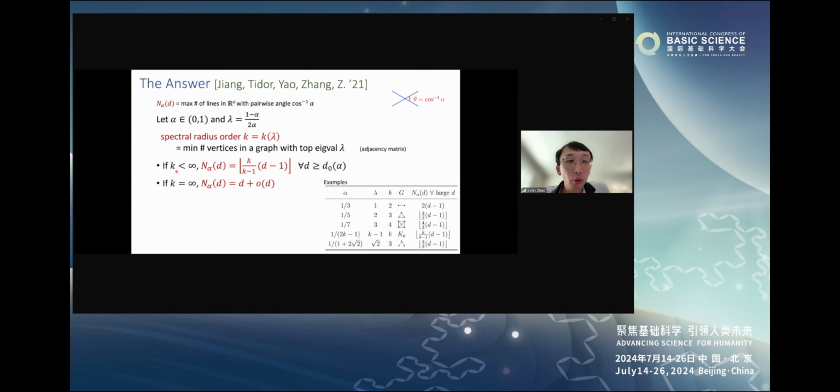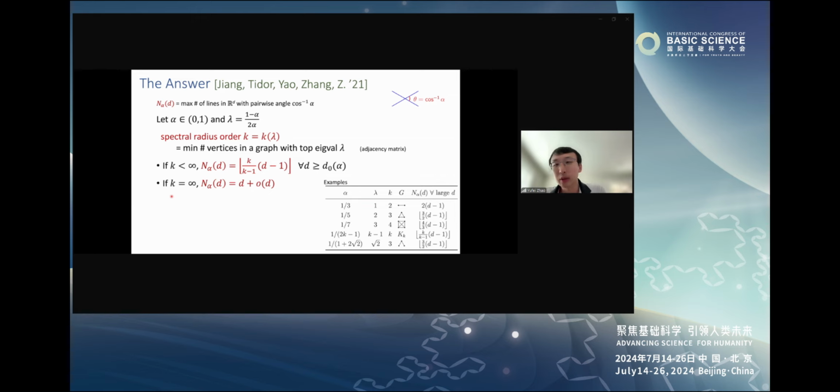Okay, so there are two possibilities. One is that there is some graph whose top eigenvalue is exactly lambda, in which case the answer to our theorem is that the number of lines with pairwise angle arc cosine of alpha for large dimensions is given by this formula over here, exactly for sufficiently large dimensions. Okay, so there's no error term here, but I do require the dimension to be sufficiently large.